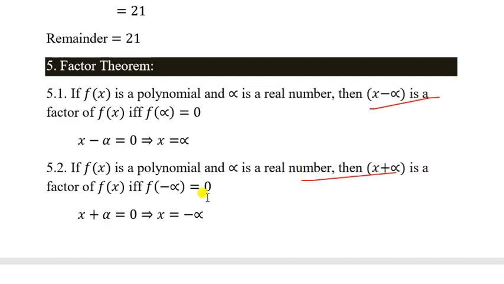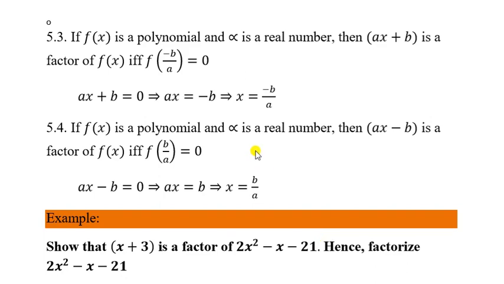See again, f of x is a polynomial, alpha is a real number, and x plus alpha is a factor, then f of minus alpha is equal to 0. Next, if f of x is a polynomial and ax plus b is a factor, then f of minus b by a is equal to 0. If f of minus b by a is equal to 0, then definitely ax plus b is a factor. For ax minus b also: if f of b by a is equal to 0, then ax minus b is a factor.